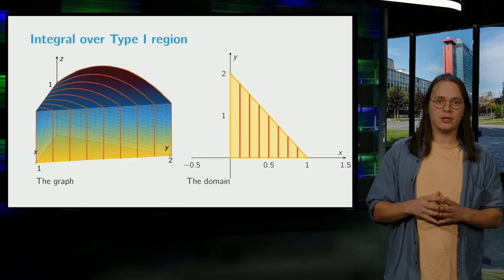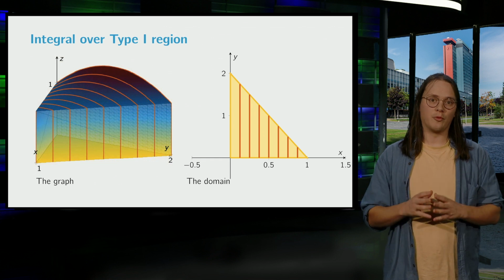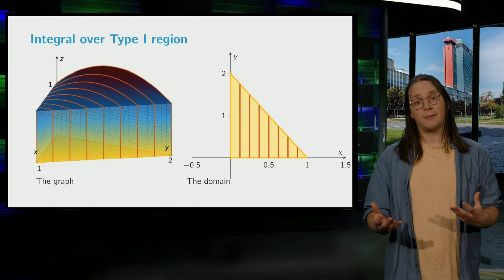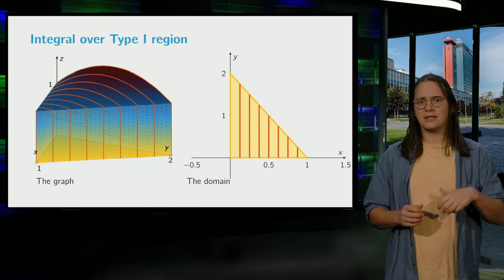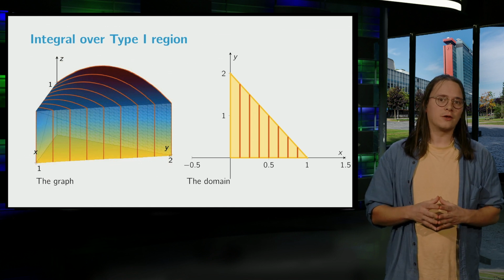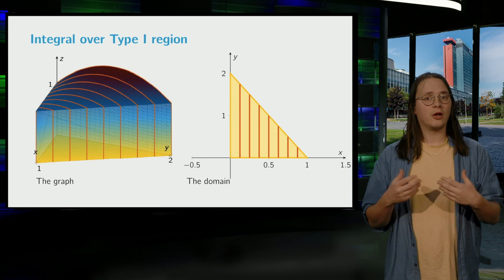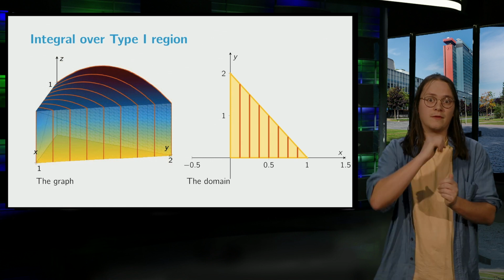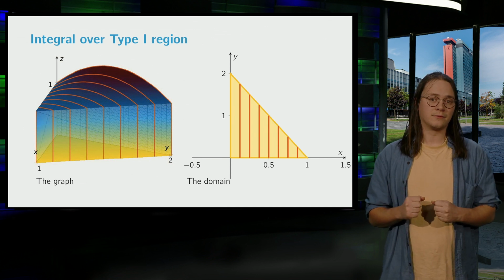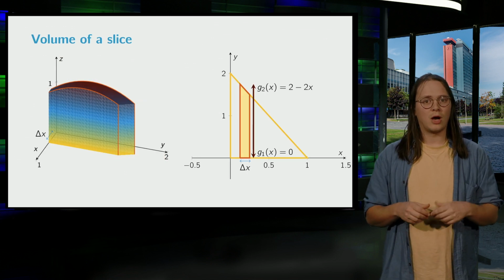Consider the following solid, which is the region below the graph of a function defined on a triangular domain. This triangular domain is of both type 1 and type 2, but for now we'll treat it as a type 1 region. Our goal is to compute the volume of the solid, which is the double integral of the corresponding function. We cut this region up into slices with width delta x, just like we did when we first considered rectangular regions. Let's take a closer look at such a slice. So how would you compute its volume?